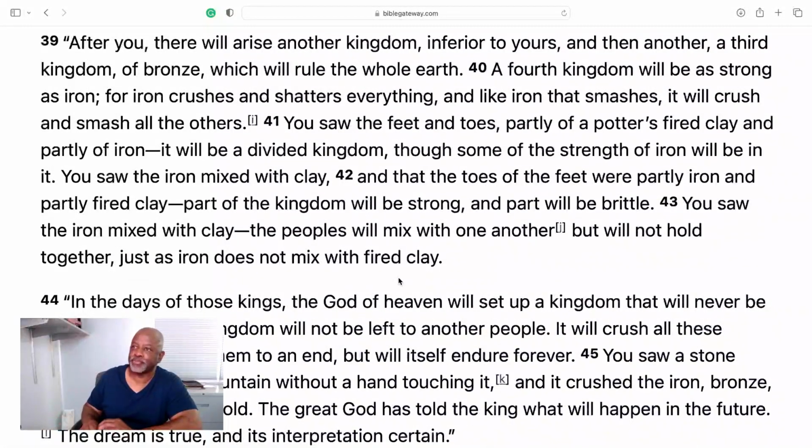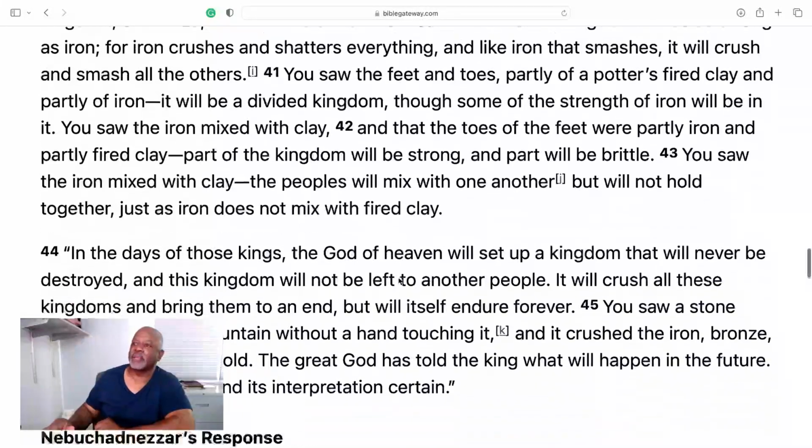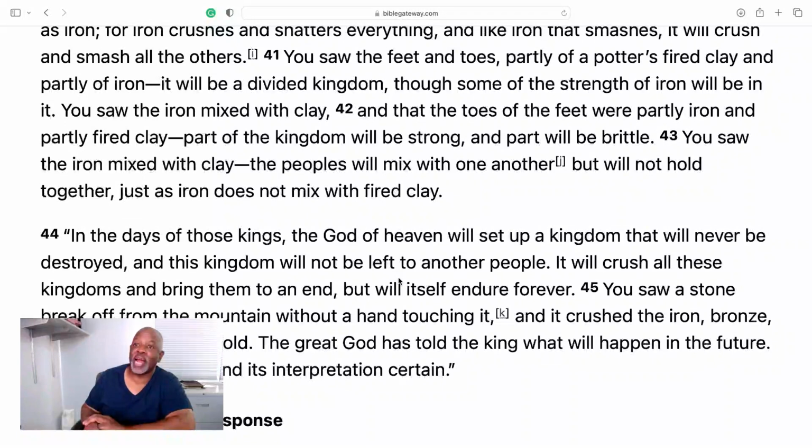You saw feet and toes, partly of potter's fire clay, partly of iron. It will be a divided kingdom, though some of the strength of iron will be in it. You saw iron mixed with clay, and that the toes of the feet were partly iron, partly clay, so the kingdom will be strong and brittle. You saw iron mixed with clay, for the people will be mixed with one another, but will not hold together, just as iron and clay do not mix.